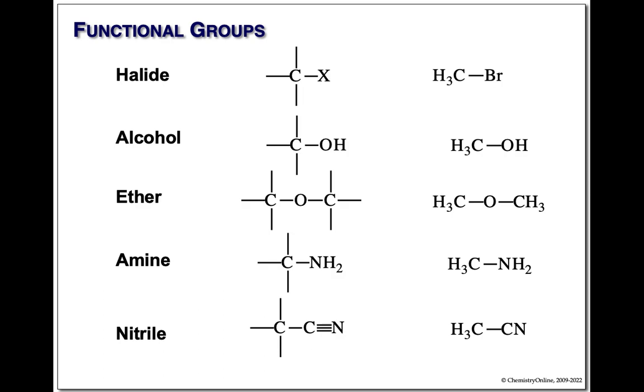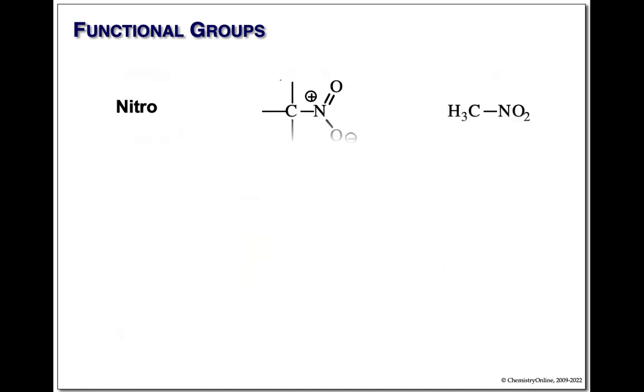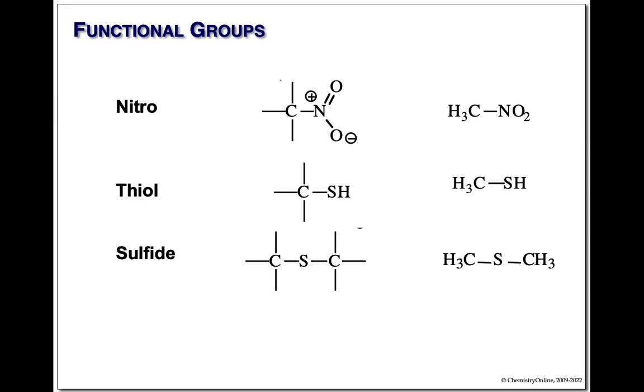We stick a halogen on, we call it a halide. OH is an alcohol. Oxygen in the middle is an ether. An amine. Remember the amino group here, but we'll see it in just a minute. Simply an NH2 attached to the carbon. Carbon-nitrogen triple bond is a nitrile. This is a nitro group, NO2.